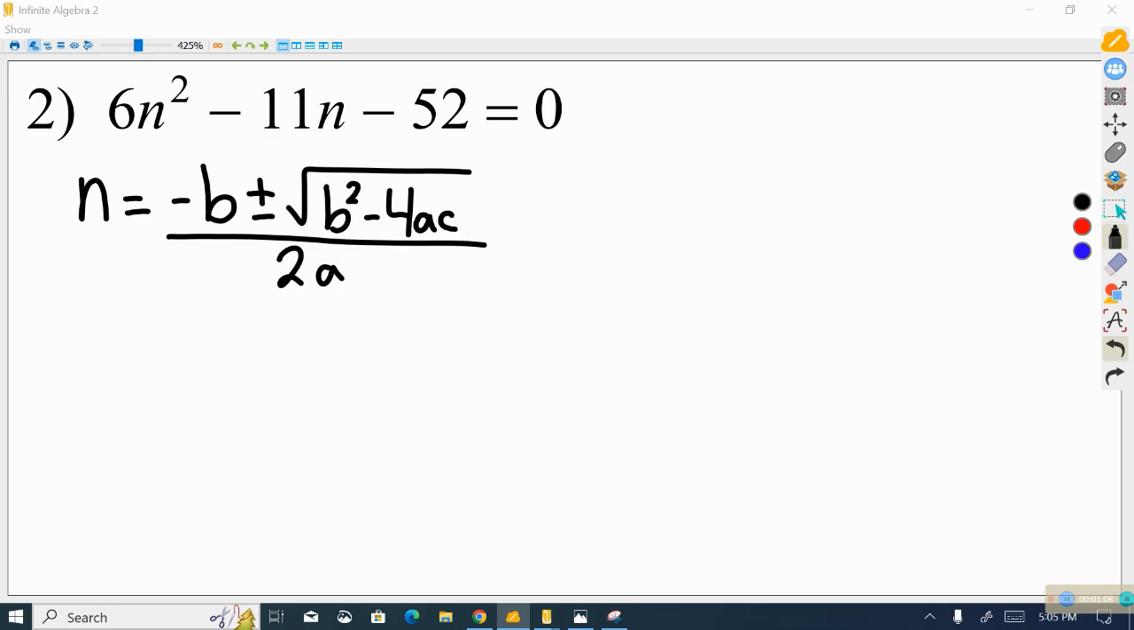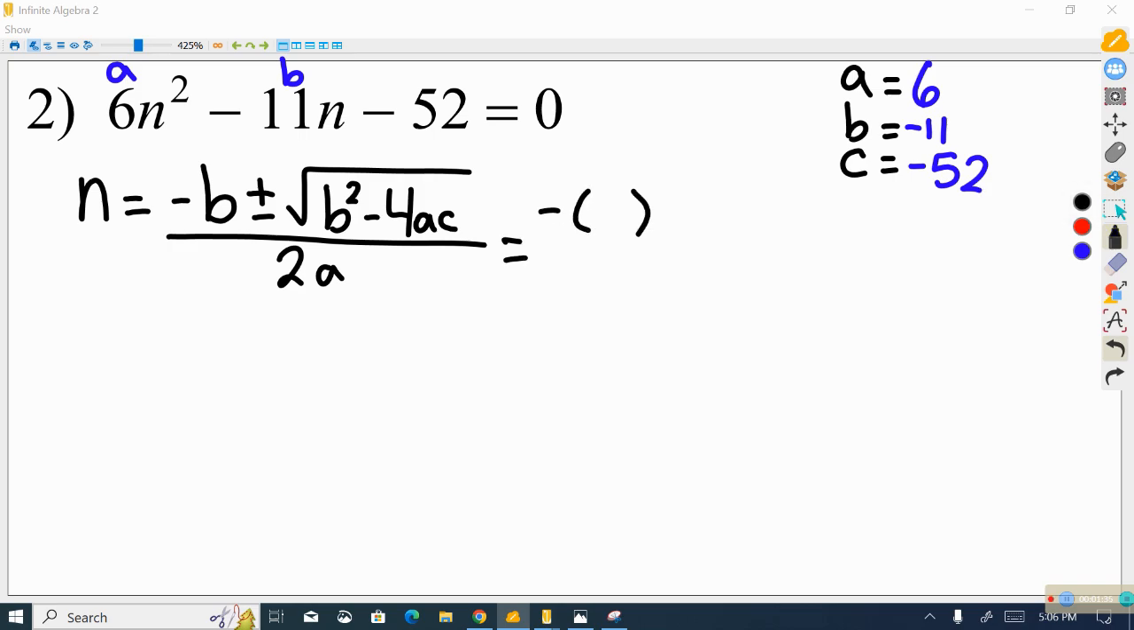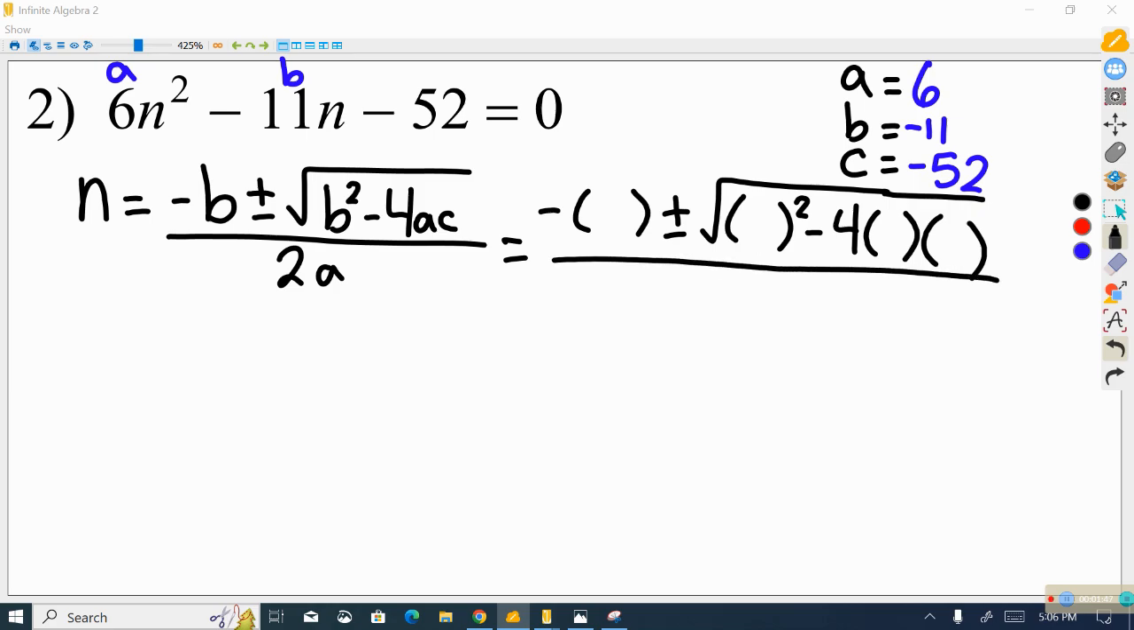The next thing that you would do would be to identify A, B, and C. Okay, A would be 6, B is negative 11, and then C is negative 52. The next thing that we're going to do is add a bunch of blank parentheses. Then we'll put those values in there in a second. But we change every letter into a blank parentheses.